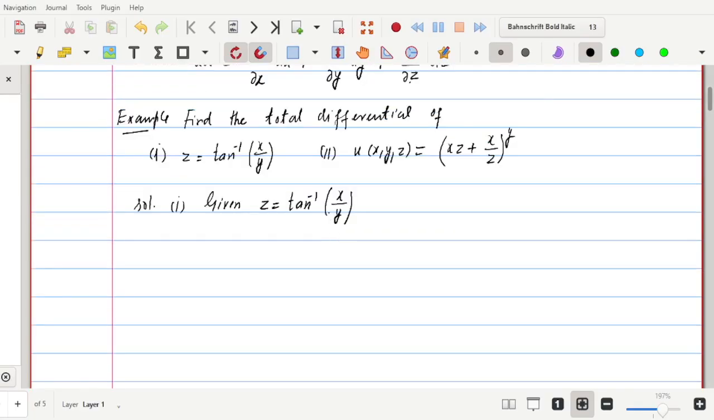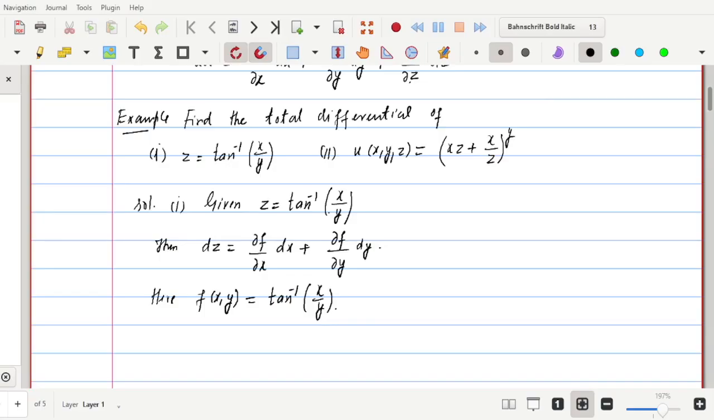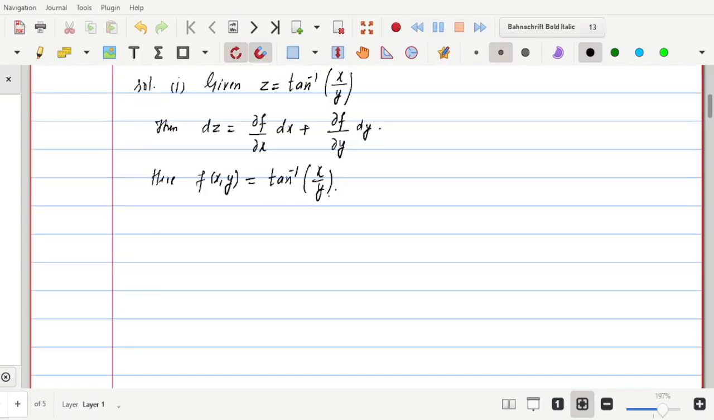Therefore, the total differential is defined as, according to our definition, dz is equal to del f by del x dx plus del f by del y dy. So here our function f of x, y is equal to tan inverse of x by y. Now first we shall evaluate the partial derivative of this tan inverse of x by y with respect to x, then its partial derivative with respect to y.